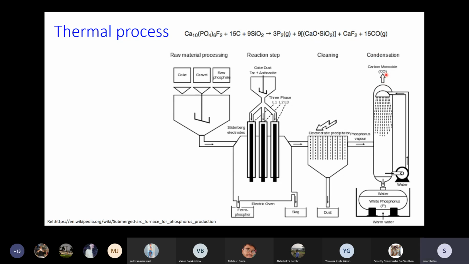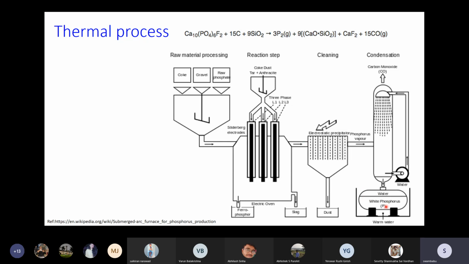Or the carbon monoxide goes to the next operation where they will utilize it for a different purpose. And these phosphorus particles along with water are collected and stored. This phosphorus is white phosphorus. The phosphorus which is generated here is white phosphorus.